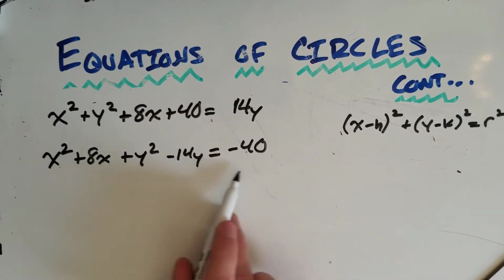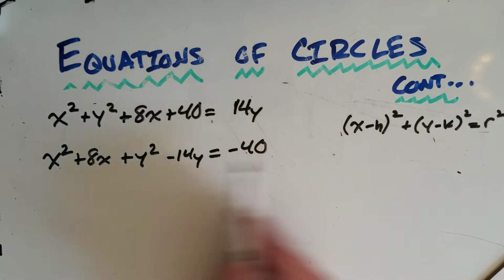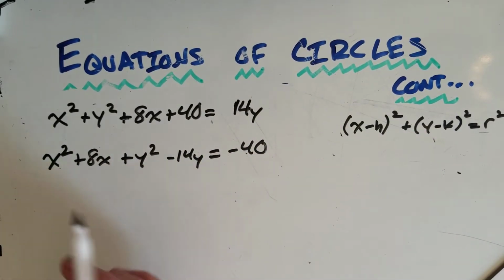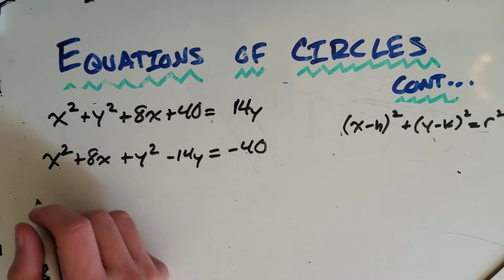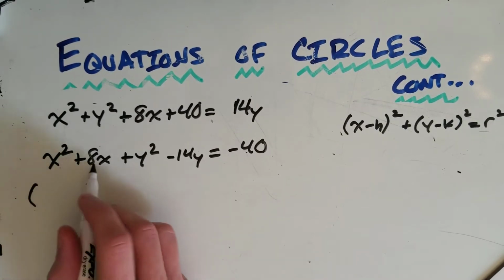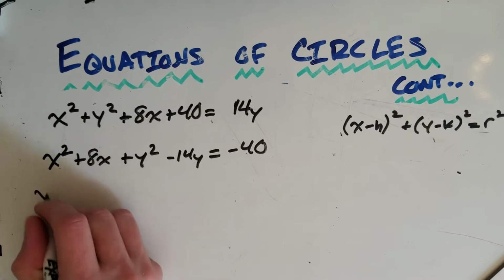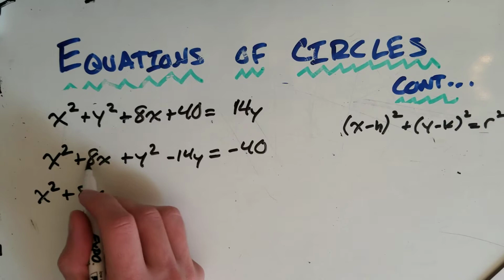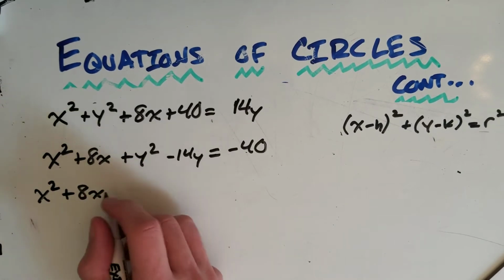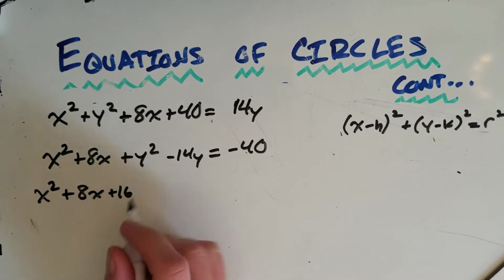So we need to turn this into this. So we need to turn this into a perfect square. And we can turn it into a perfect square trinomial by simply completing the square. So we're going to take x squared plus 8x, and we're going to add, remember this is like your b term, so half of b, which is 4 squared, is 16. We're going to add that.